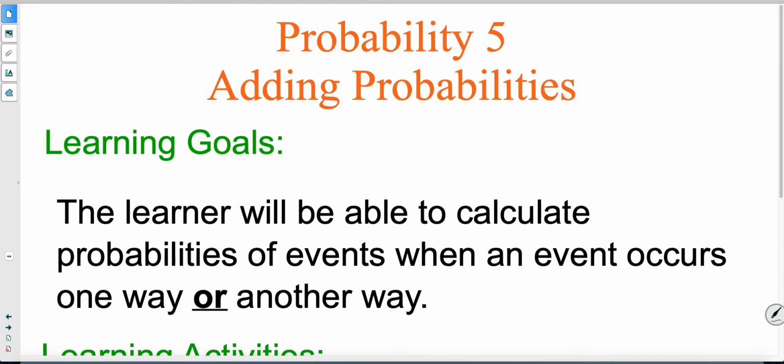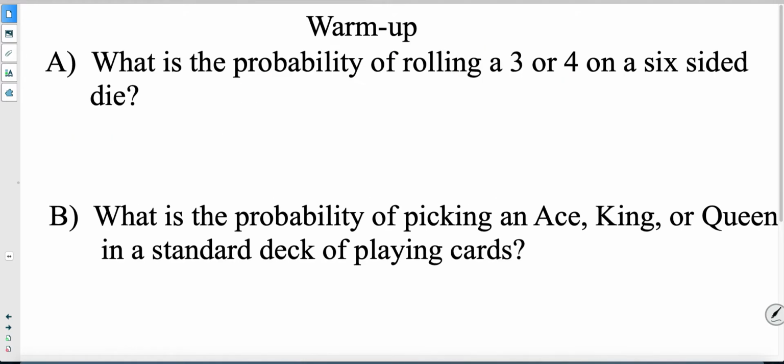All right, so probability 5, we're talking about adding probabilities now. Some terminology you're going to see is mutually exclusive and inclusive when we get to them, but you're going to see that word there. You're going to see "or" quite a bit in these probabilities, okay? So we're going to jump ahead. Actually, we can look at this one right here.